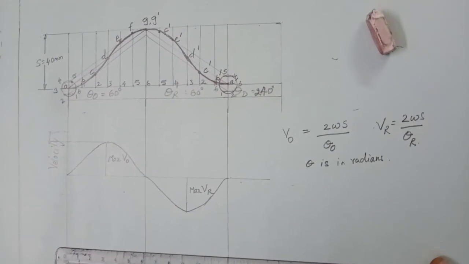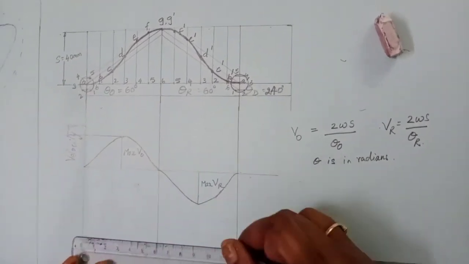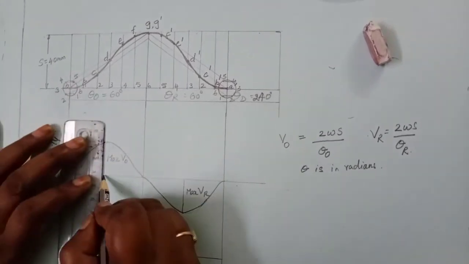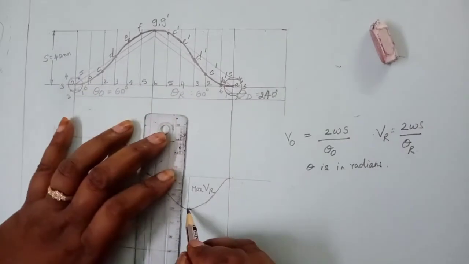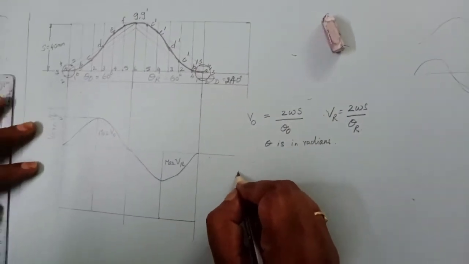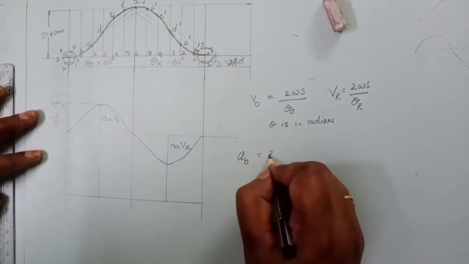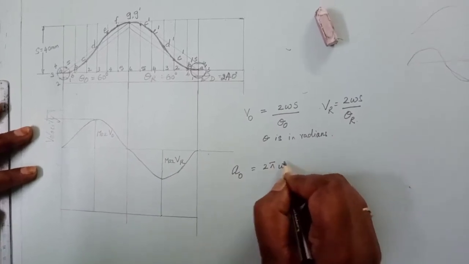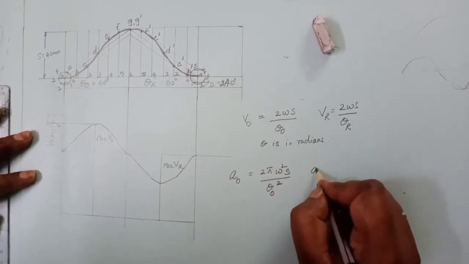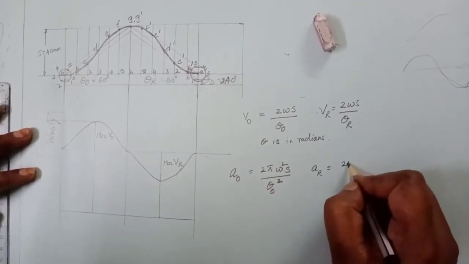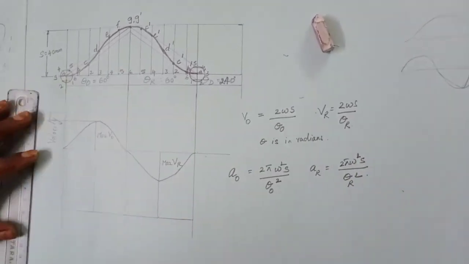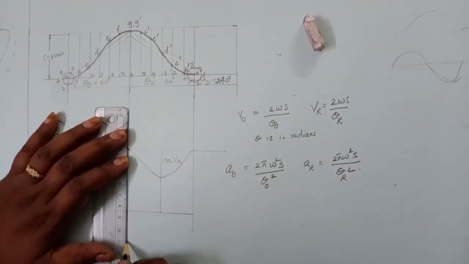So now come to the acceleration diagram. You know that wherever maximum velocity is attained, there you will get minimum acceleration. And here drag this line down. This is the minimum acceleration point. So acceleration AO you can find out with the help of the formula 2 pi omega square s by theta O square. Same way AR is nothing but 2 pi omega square s by theta R square. Sometimes they may ask these formulas in a 2 marks question.